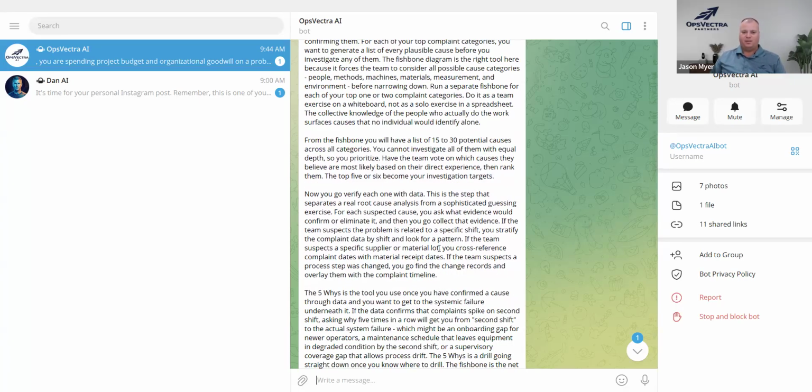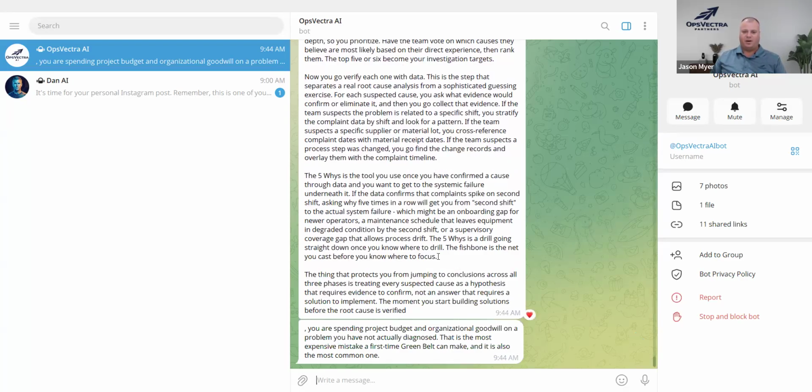Now I break down the data, goes into 5 whys. And it kind of ends with the thing that protects you from jumping to conclusions across all 3 phases is treating every suspected cause as a hypothesis that requires evidence to confirm, not an answer that requires a solution to implement. The moment you start building solutions before the root cause is verified, you are spending project budget and organizational goodwill on a problem you have not actually diagnosed.